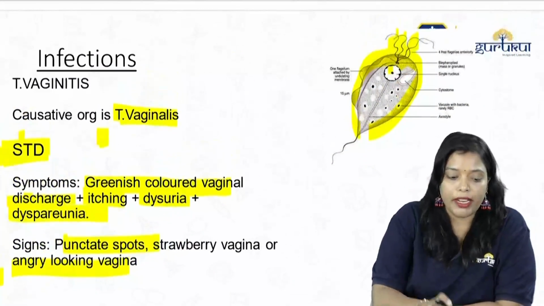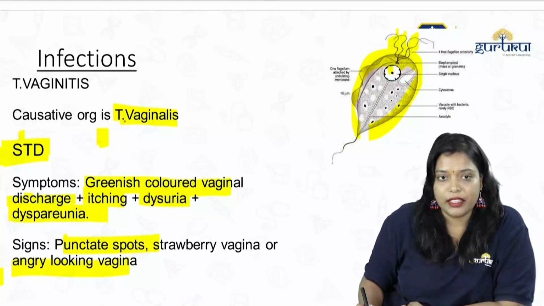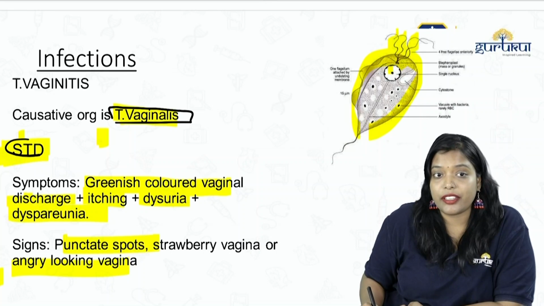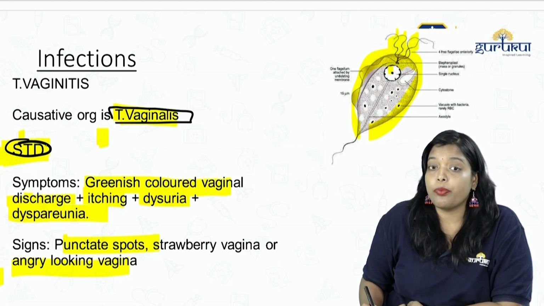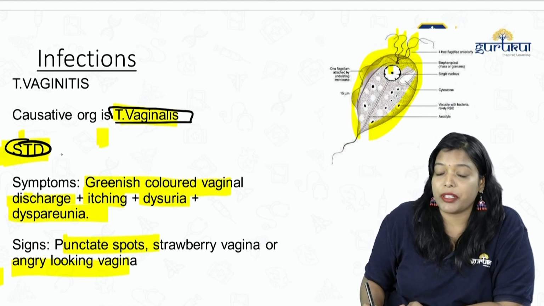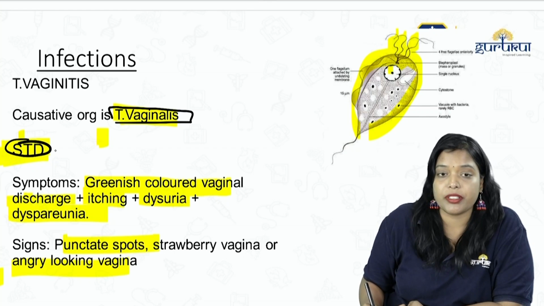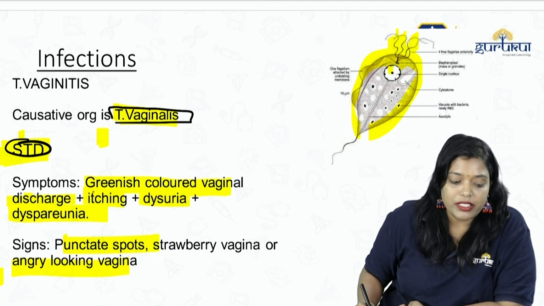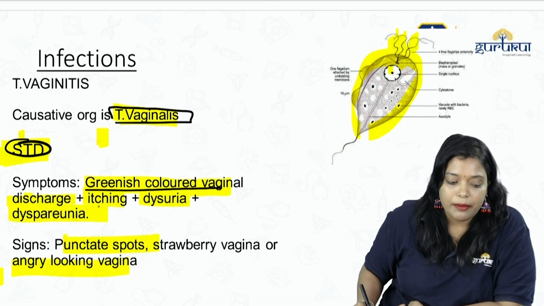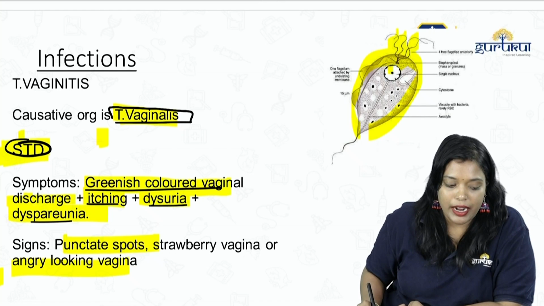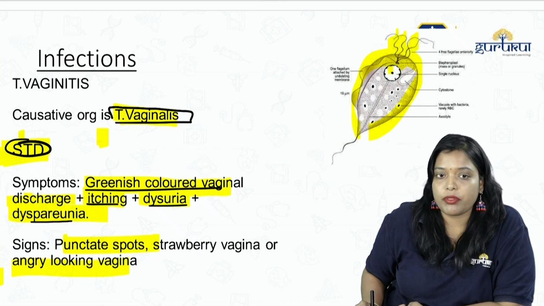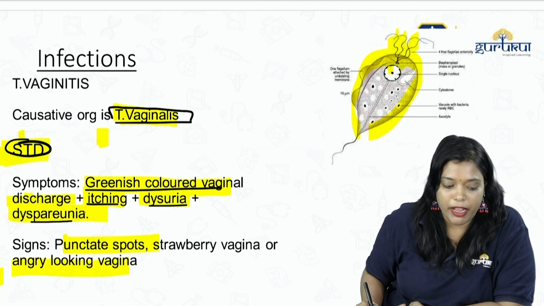It is caused by Trichomonas vaginalis. This is a sexually transmitted disease, so both partners have to be treated irrespective of whether there are symptoms in the partner or not. Symptoms will be greenish colored discharge plus itching plus dysuria and dyspareunia.